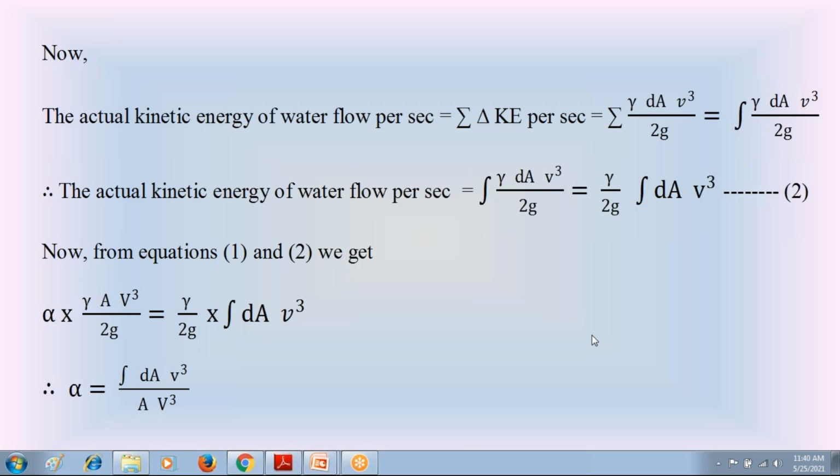If anybody has doubts on this derivation of alpha, please discuss with me. Any doubts, students, regarding this derivation of alpha?